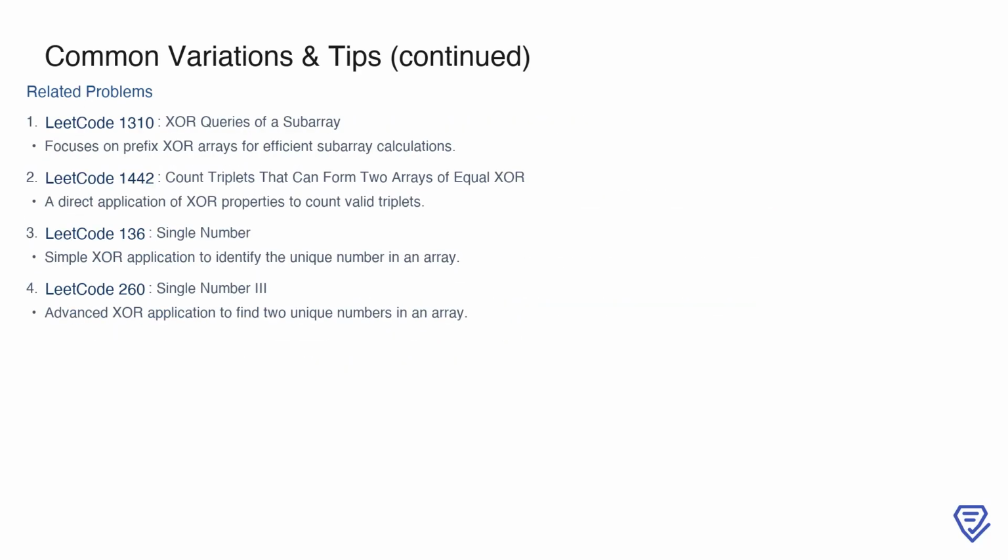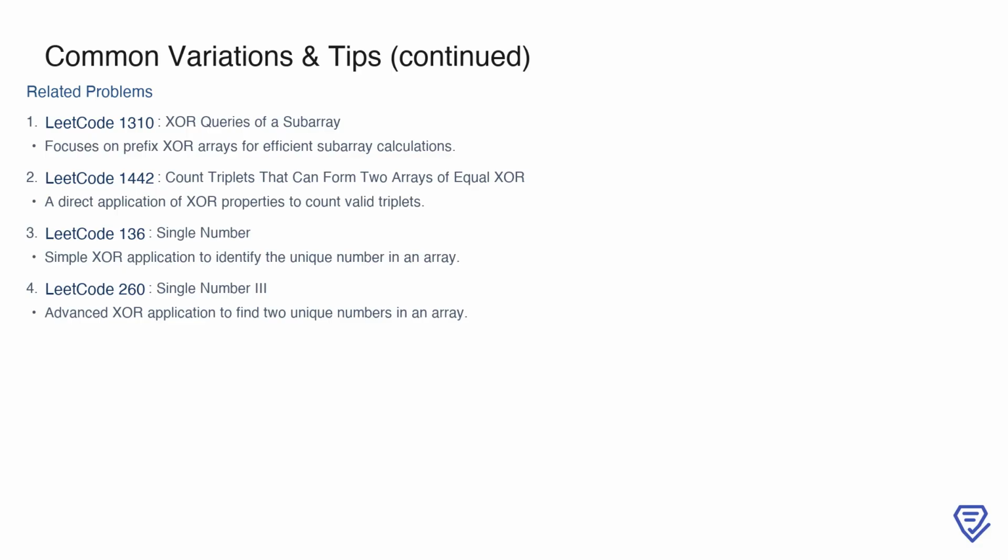There are several related problems that can help deepen your understanding of XOR applications. For instance, LeetCode 1310, XOR Queries of a Subarray, focuses on using prefix XOR arrays to efficiently calculate results for subarray queries. It's a great example of how prefix XOR simplifies what would otherwise be a complex nested loop calculation. Another direct application is LeetCode 1442, which is the problem we're discussing here. It highlights how XOR properties can be used to count valid triplets efficiently.